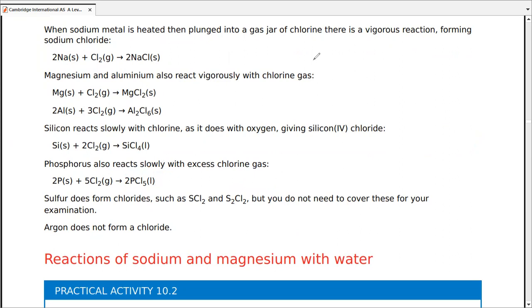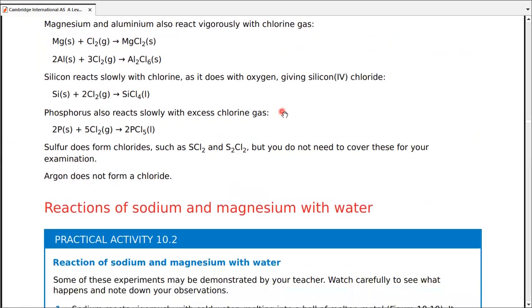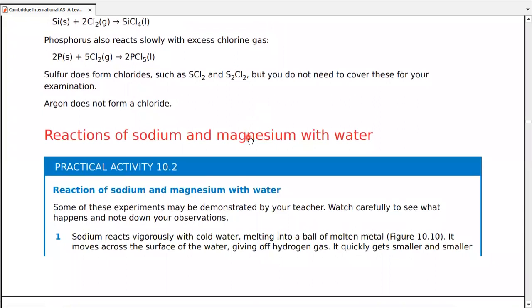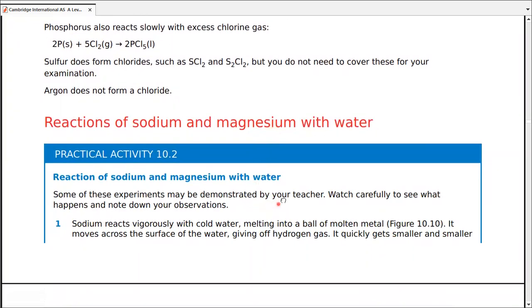Okay, you might face questions here and there related to PCl3, not because of the formation, but because of something else. Remember, A-level sticks to the course outline and gives the questions in a very clever way. They might give you a scenario about a different thing, but they still ask you a question related to your book or what you have already done in the book. Sulfur does form chlorides, S2Cl2, but you do not need to cover those for your syllabus or examination. So clearly they've drawn a boundary over here. Argon does not form a chloride.